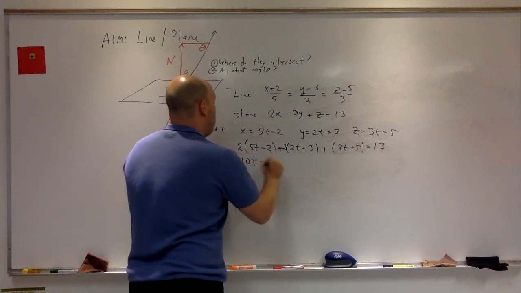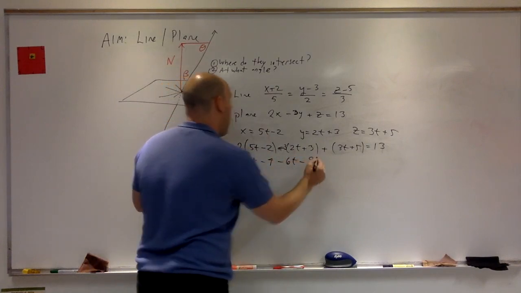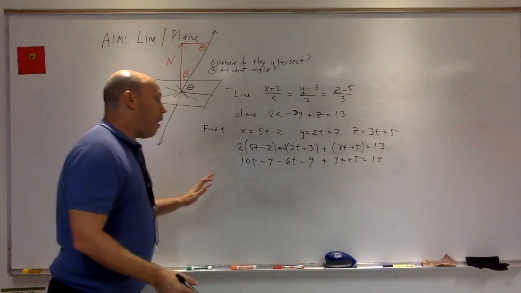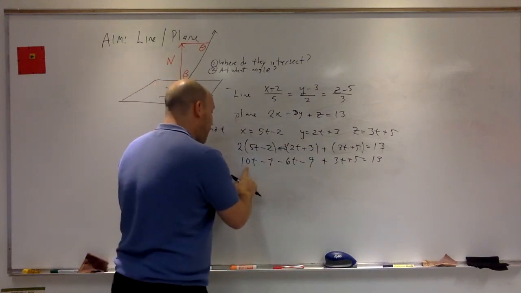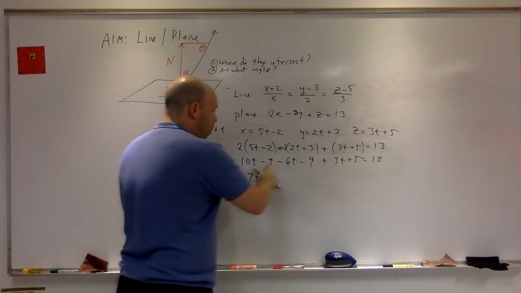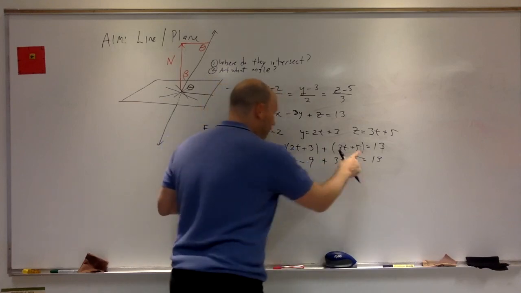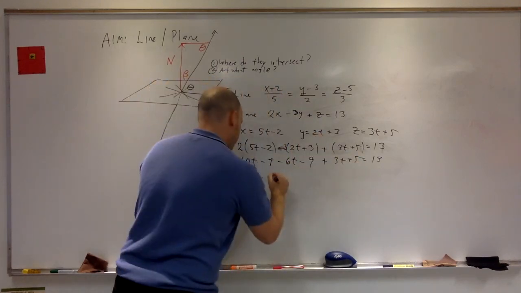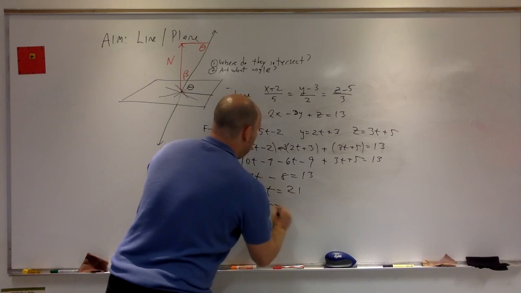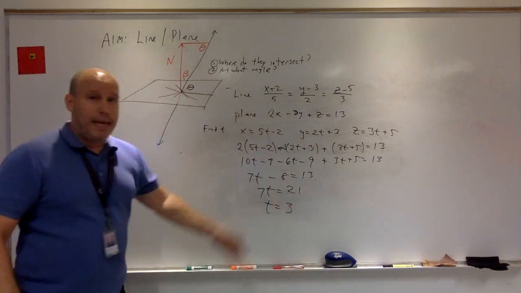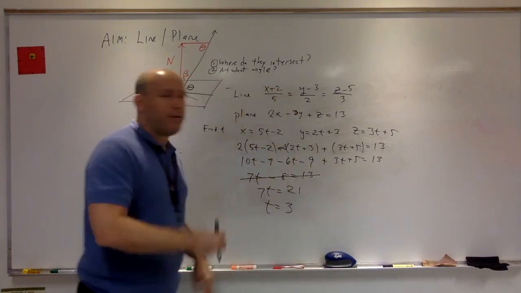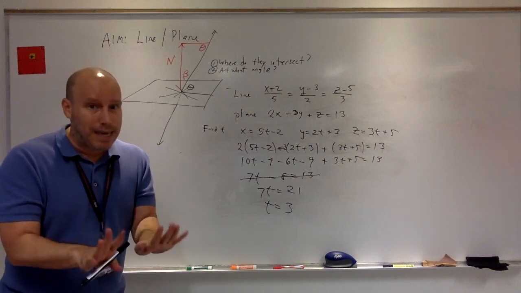Start again. 10t minus 4 minus 6t minus 9 plus 3t plus 5 equals 13. Let's see, what do we have here? 10, 4, 7t, negative 4, negative 13, positive 8, no, negative 8 equals 13, 7t equals 21, t equals 3. This is good. Once again, if you make a mistake, just draw a line through it and rewrite it. You can't erase because you're writing in pen. You make mistakes, it happens.